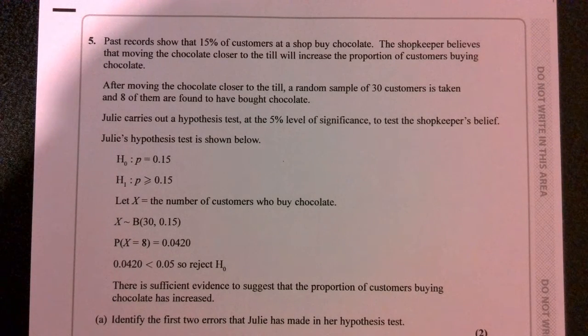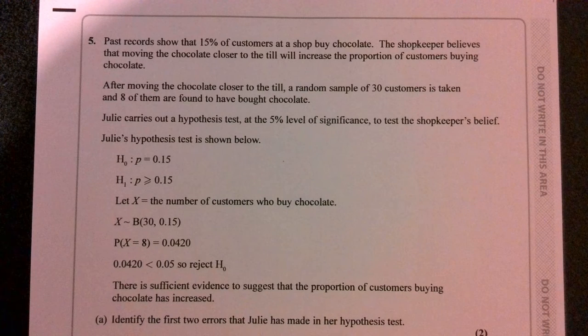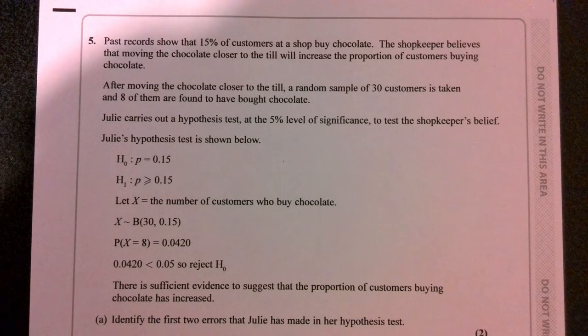Question 5. Past records show that 15% of customers at a shop buy chocolate. The shopkeeper believes that moving the chocolate closer to the till will increase the proportion of customers buying chocolate. After moving the chocolate closer to the till, a random sample of 30 customers is taken and 8 of them are found to have bought chocolate.